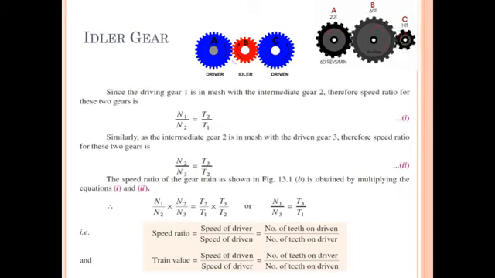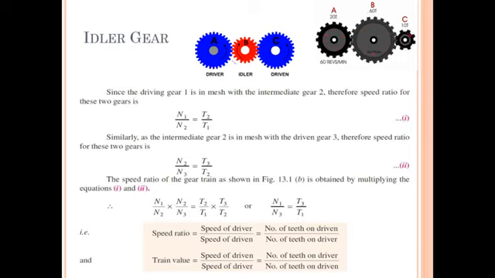Therefore, input and output shafts are rotating in the same direction because of one idler gear. If you provide three idler gears, then also input and output shafts will rotate in the same direction. If you are using five idler or intermediate gears, then also you will get the same direction of rotation of input and output shaft.